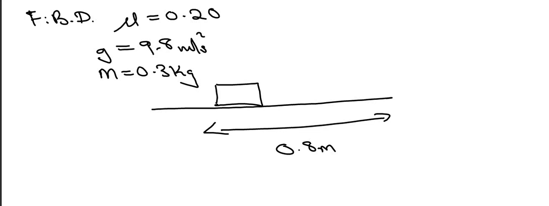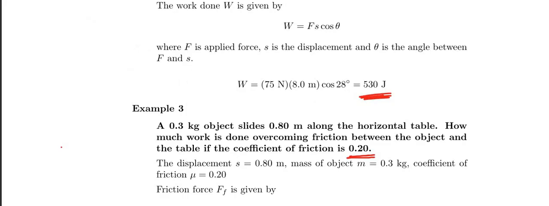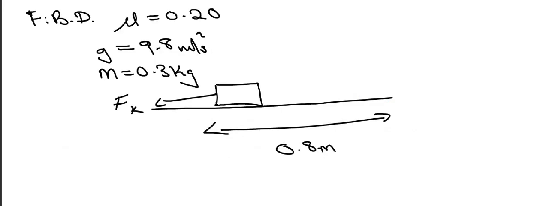Now we're just trying to overcome friction, meaning the friction that is happening here is happening in the opposite direction. That's the friction force. That's the only force. There's no other force that they've mentioned here. It slides along the horizontal table. How much work is done overcoming friction? So it wants to stop, meaning we're not applying any force on it. The only force acting on it is friction, until it actually stops and covers this distance.